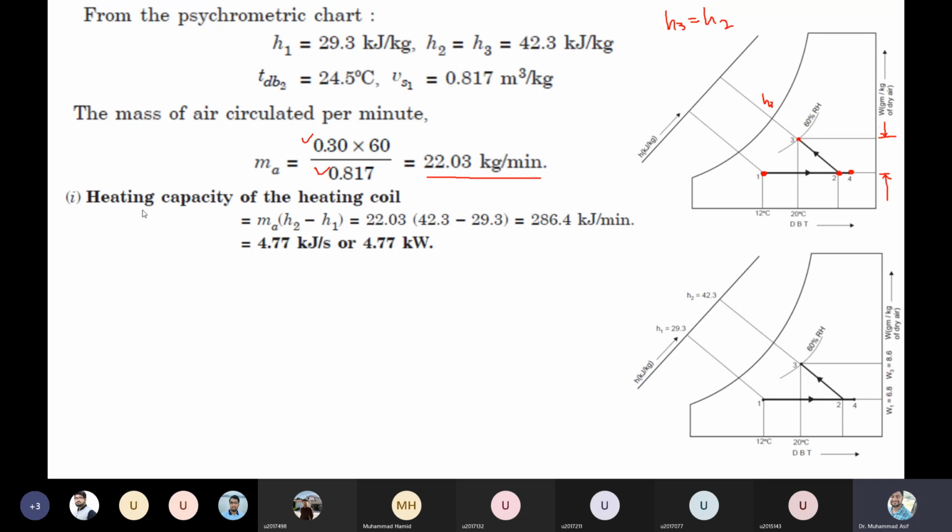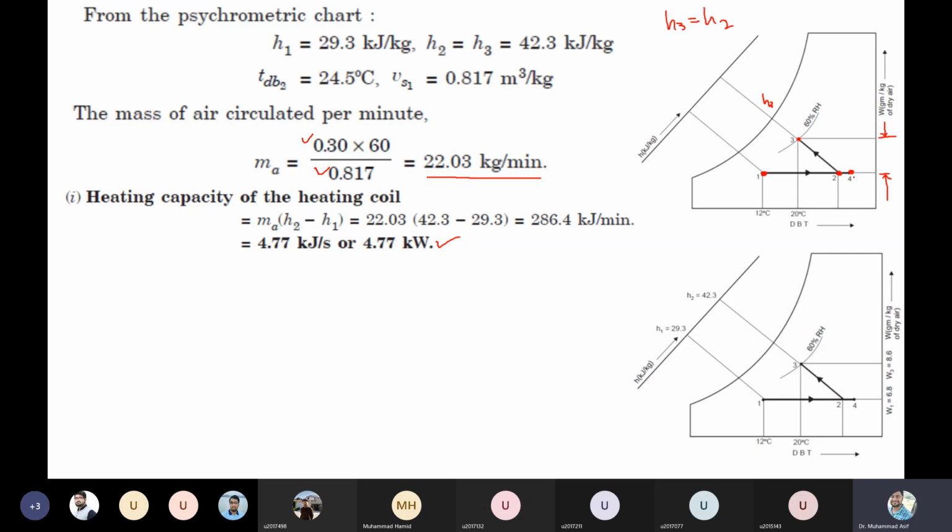And then obviously we can simplify the heating capacity. Heating capacity is basically H2 minus H1 multiplied by the mass flow rate of the dry air. So simply we can read H1 as well as H2, which is equal to H3. So this is about 4.77 kilowatt, the cooling heating capacity of that coil.